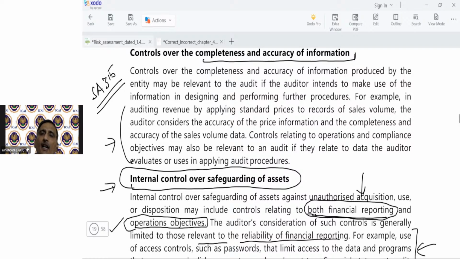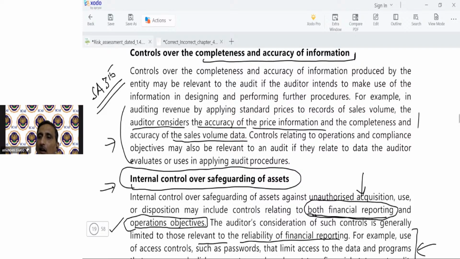So the auditor can also cross check the sales by applying the quantity sold in the first half year to the prices of that half year, and the quantity sold in the subsequent half year to the prices prevailing in the second half year. Okay. So the auditor would consider the accuracy of price information and accuracy of sales volume data.